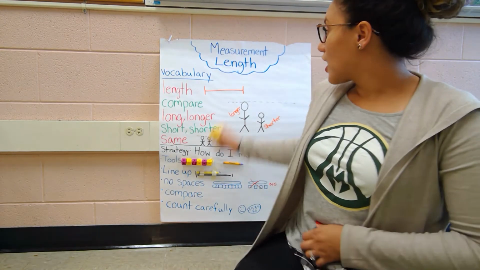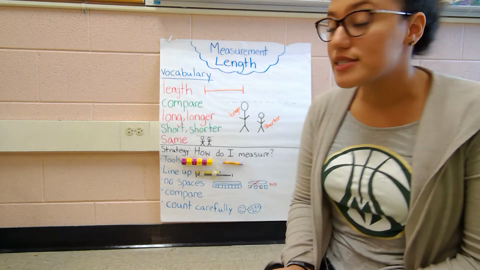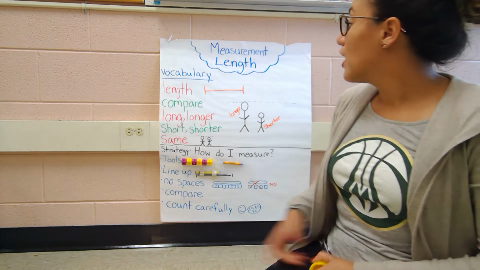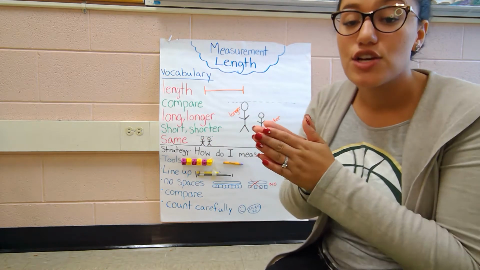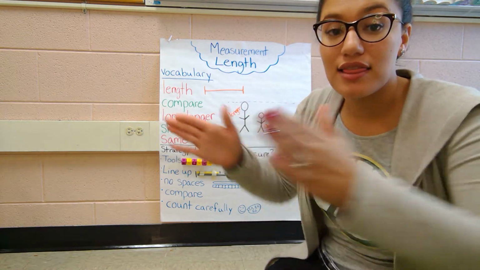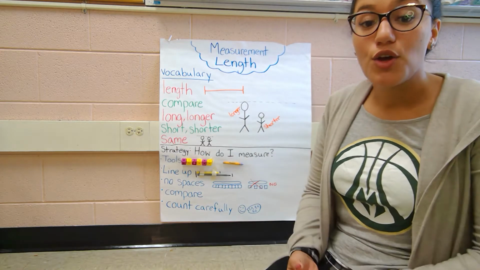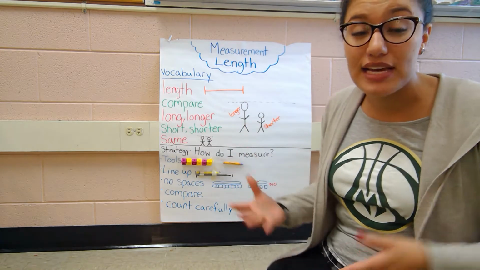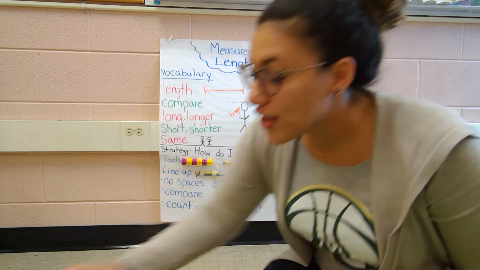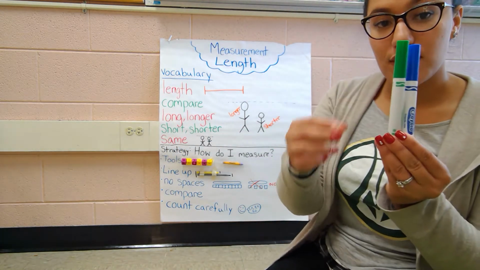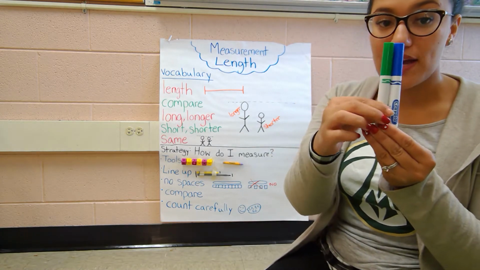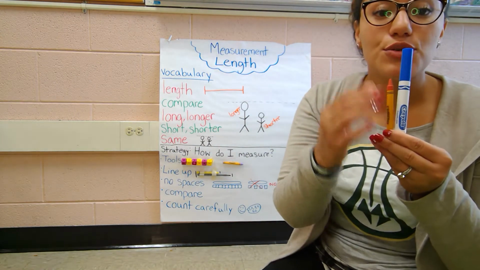We are going to talk about measuring things. Some of the words that we use to talk about measuring are length, because we're looking at how long something is. So the word is length. Length, how long? When we are looking at how long something is, we have to compare, looking at two things or more to see what the difference in length is. So I could look at these two, or I could look at these two. So you're going to compare.